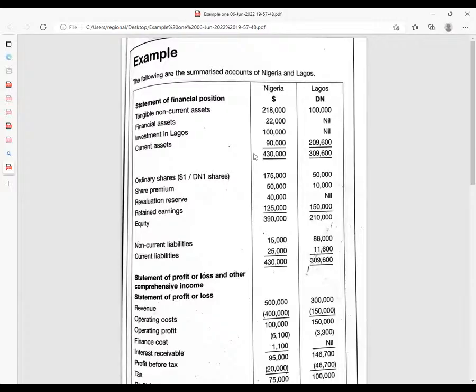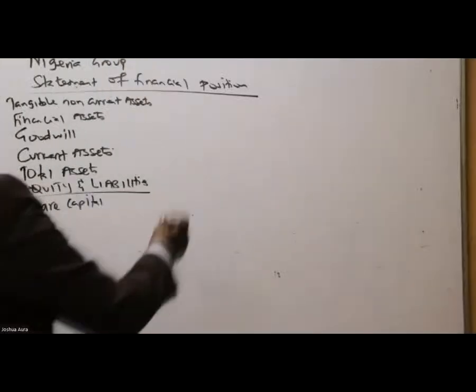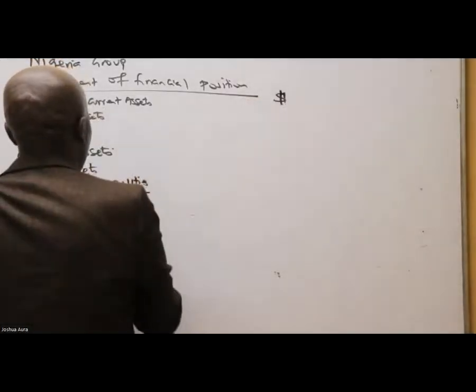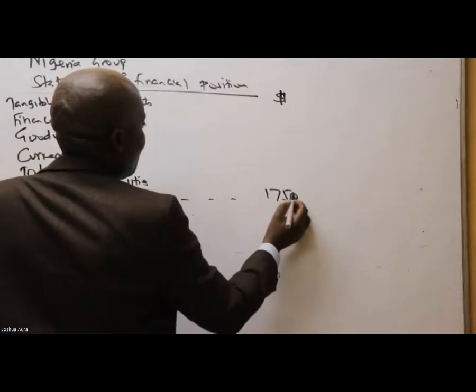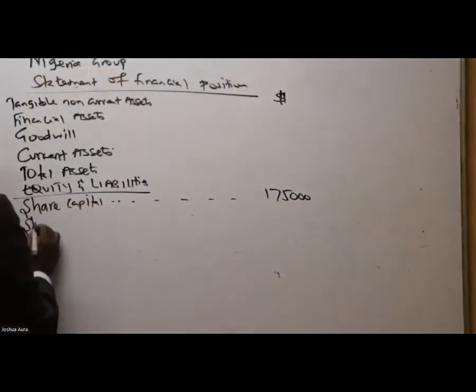What do you know about share capital, my good students? You only pick one. These are free marks that I'm talking about. Share capital, we always pick one, right? So for share capital, always you pick the one of the parent. You ignore the one of the subsidiary. So for share capital, I'll simply come and pick 175,000.